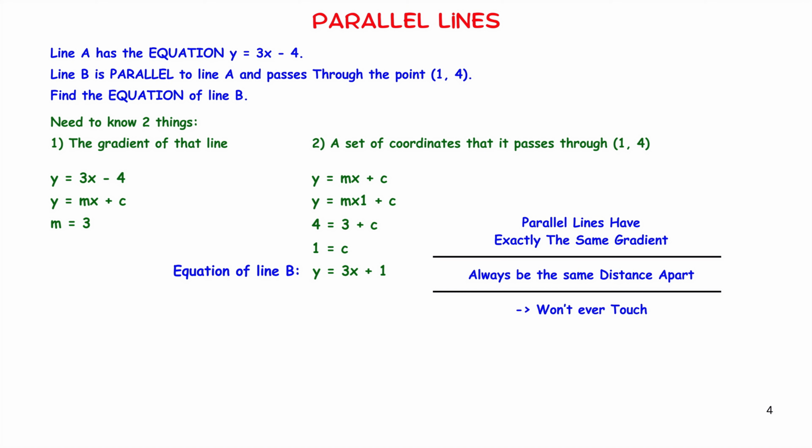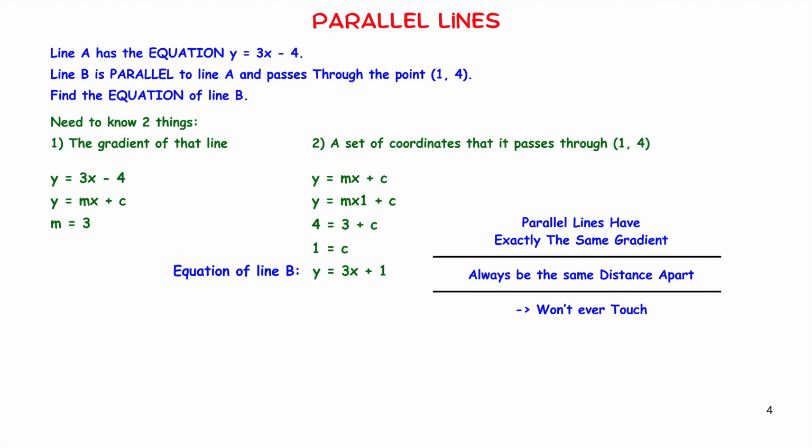We've already covered how to find the equation of a line in other videos, but to quickly recap, once you have the gradient and a set of coordinates, you plug those values into a y equals mx plus c equation to find c. So here that would give us 4 equals 3 times 1 plus c, which simplifies to 4 equals 3 plus c, or 1 equals c. And now that we know both m and c, we just plug them both into a new y equals mx plus c equation to get y equals 3x plus 1 as our final equation for line B.